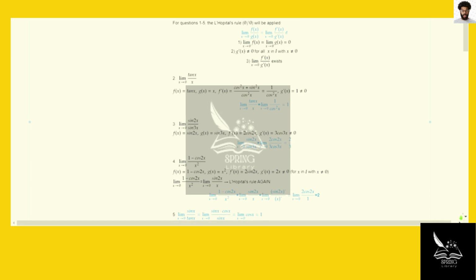The next question is the limit of sine of 2x over sine of 3x. So the derivative of the numerator is 2 cosine 2x, and the derivative of the denominator is 3 cosine 3x. Both are non-zero when x is 0. So this limit equals the limit of cosine of 2x over cosine of 3x multiplied by 2/3. Both of these cosines are 1 when x is 0. Therefore, this ratio equals 2/3, and this is the answer to this question.